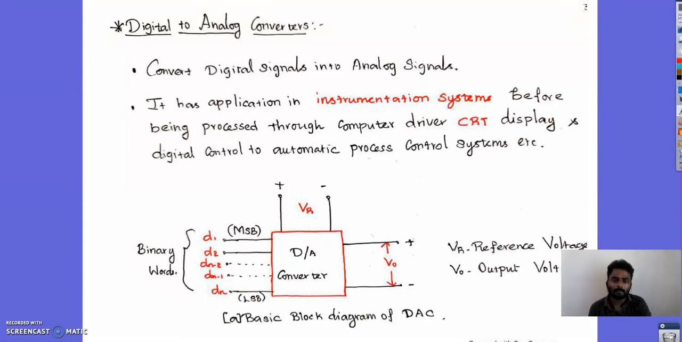And here is the basic block diagram of your digital to analog converter. We have digital inputs D1, D2 up to Dn, and one analog output with positive and negative sign. We also have a reference voltage VR in order to obtain the analog voltage. VR is nothing but the reference voltage, and VO is the output voltage.